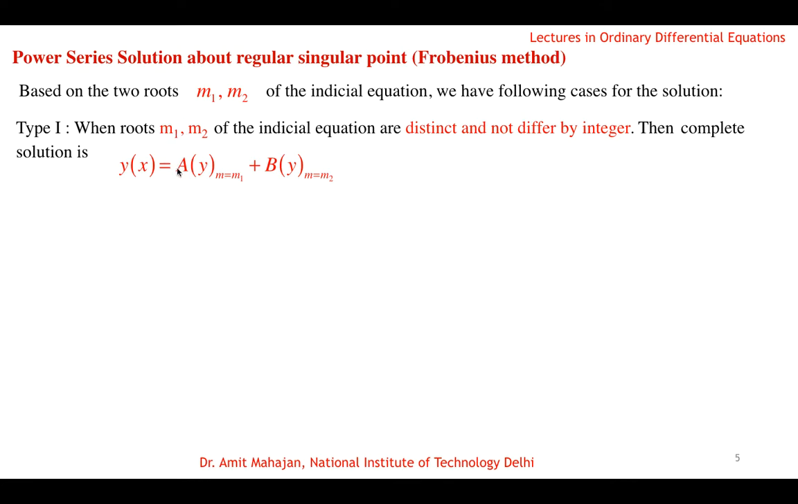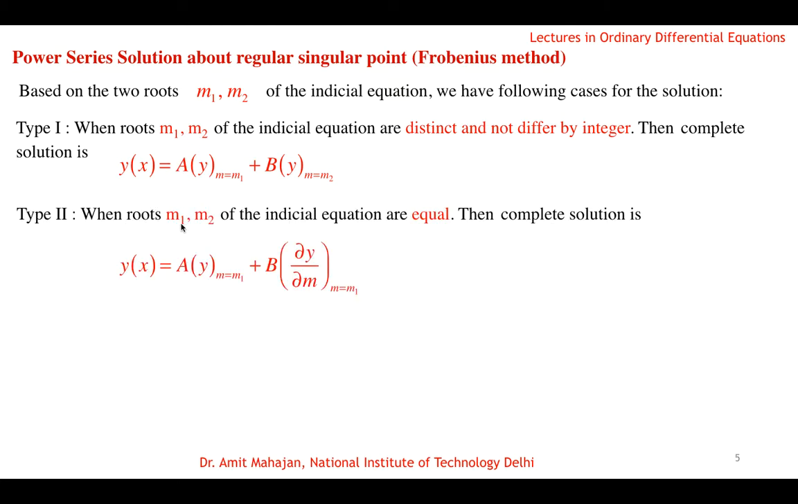The second case is when both roots are equal, when the two roots m1 and m2 of the indicial equation are equal. If the two roots are equal, then the two solutions will be the same. So we cannot just plug m1 in to find one solution and m2 to find another solution, because they will give the same solution.